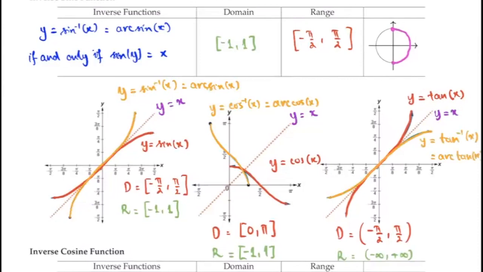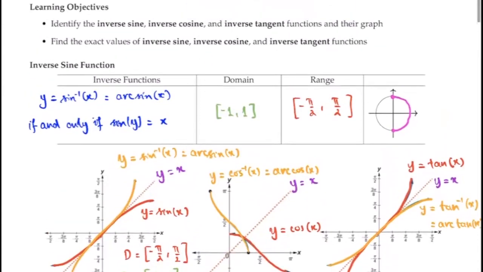Okay. Now those are the definitions for the inverse sine, inverse cosine, and inverse tangent functions. You saw a little bit of the properties of the inverse functions, including the domain and the range, and also the graph of the inverse functions. So now let me move on to something else.